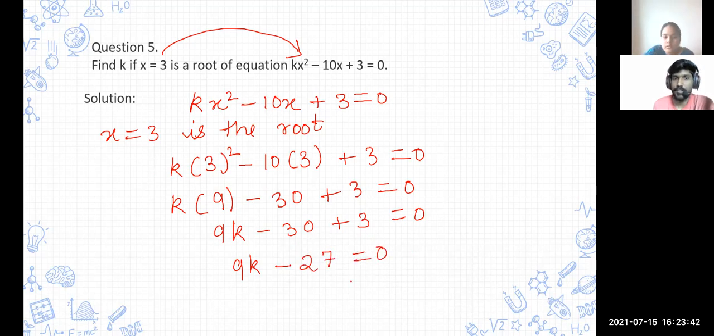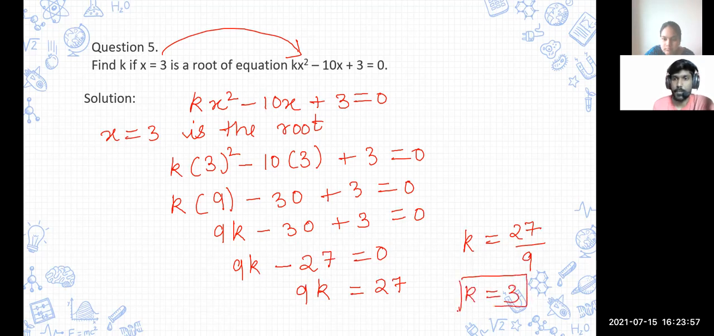Minus 27 is equal to 0. Now take minus 27 to the other side. So you'll have 9k equals 27, so k is equal to 27 divided by 9. That is 3. So k is equal to 3. Clear? Have you understood this? Only difference in this sum is that they have said x is equal to 3 is the root. So you take it equal to 0 and then substitute it and solve, simplify it. Write it down.